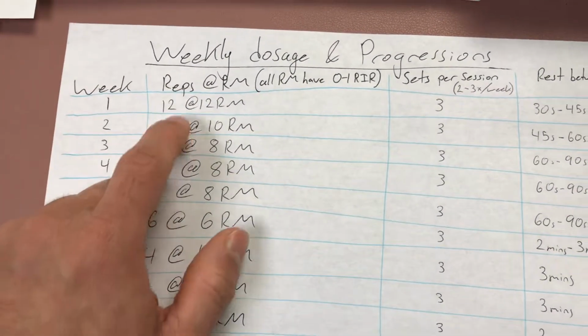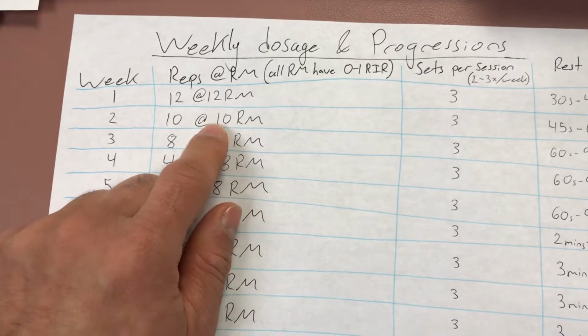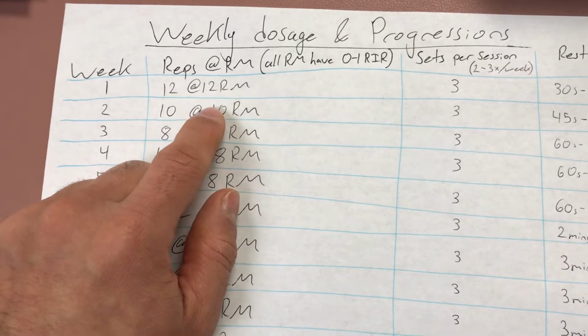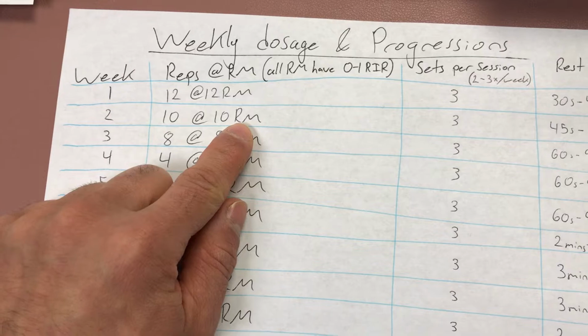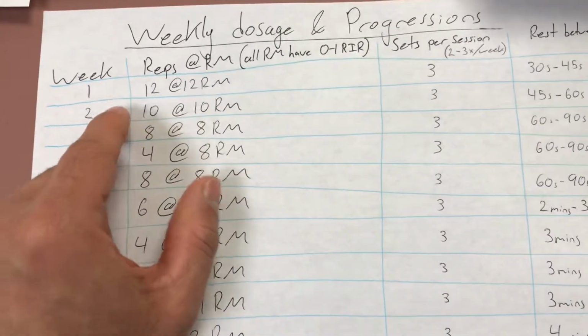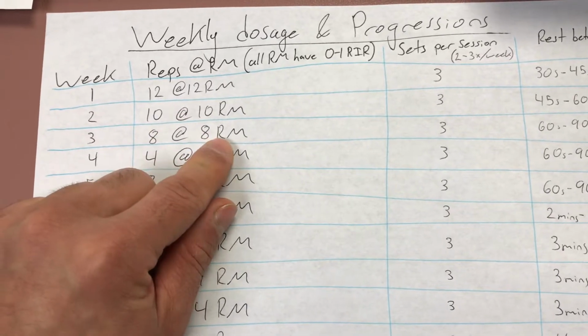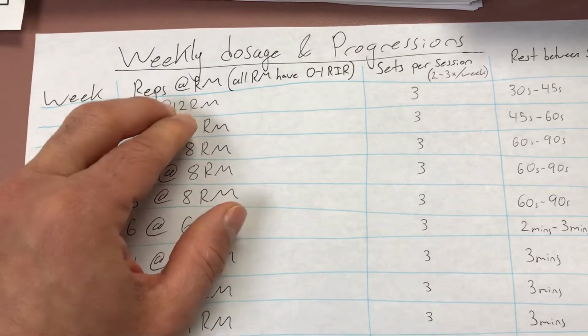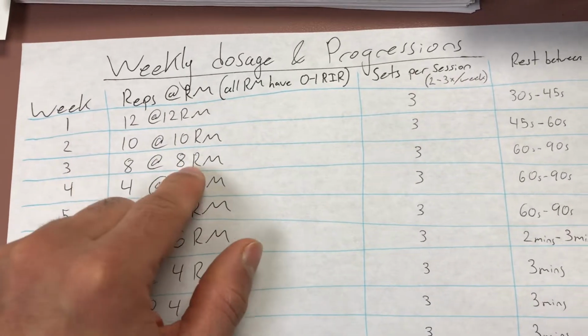Week 2, you're progressing by 2 reps, and we're increasing the rep maximum, so that means you're gonna have to add a little bit more weight or resistance so that this holds true, okay? And likewise, for the next week, when we progress from 10 reps to 8 reps at that rep max, we need to add a little bit more resistance so that we can only do 8 reps.